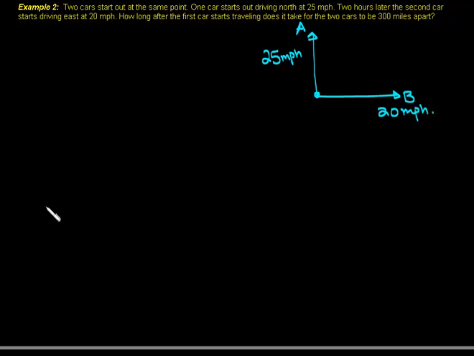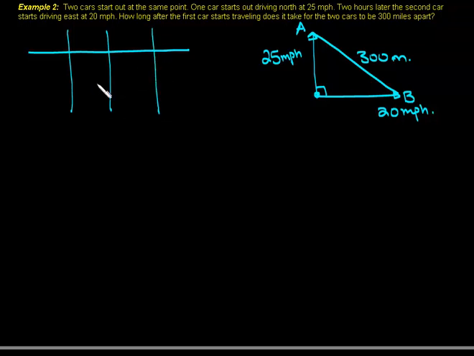After how long after the first car starts traveling does it take for the two cars to be 300 miles apart? So after some time, the distance between the two of them is going to be 300 miles. That's what they've told you. Okay, so here's a setup and a picture. The picture is very useful in this case. So let's take a look at it. It's a motion problem, so we know we always set up a motion problem in a grid. So let's create a grid.